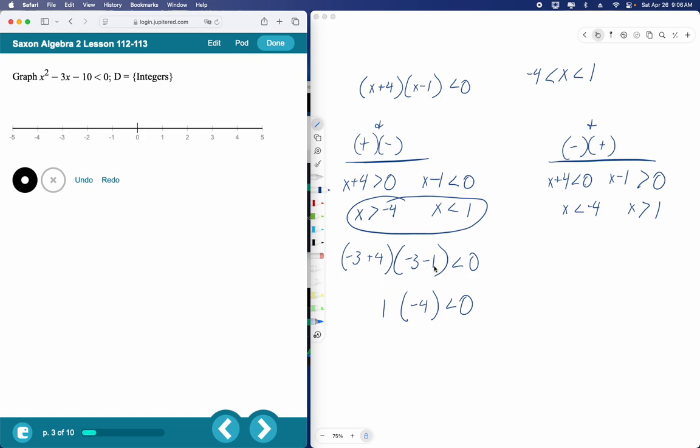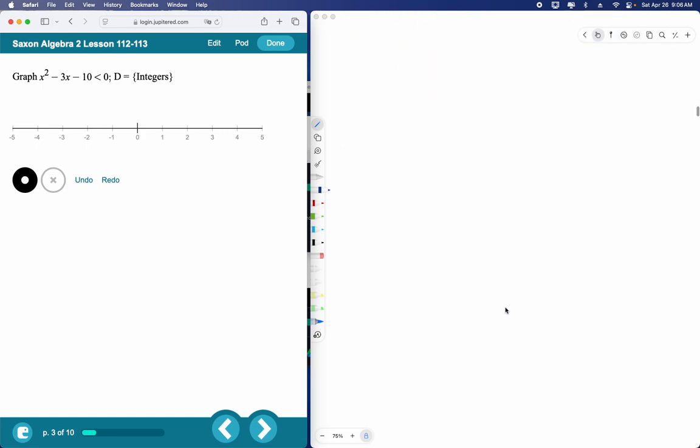So let's look at the rest of these. So really the hardest part about these problems is factoring. So x squared minus 3x minus 10 less than 0. And we're graphing them as integers. So we factor it right quick. And that would be 2 times 5, with the 5 being negative, because then that gives you a negative 3 when you add 2 to a negative 5, x plus 2.